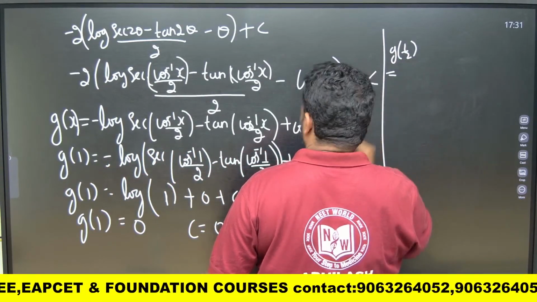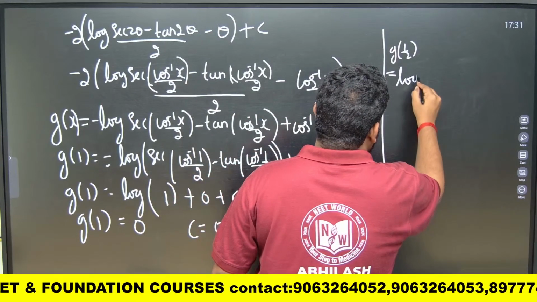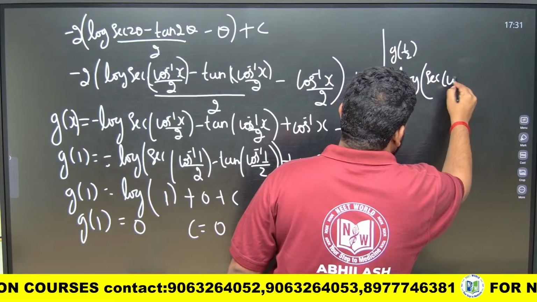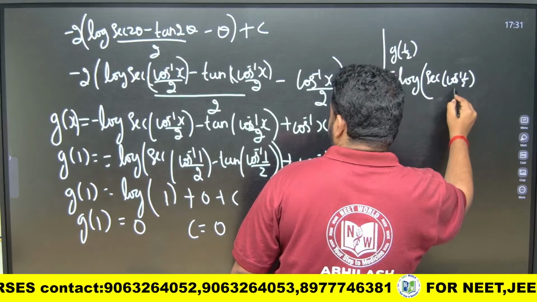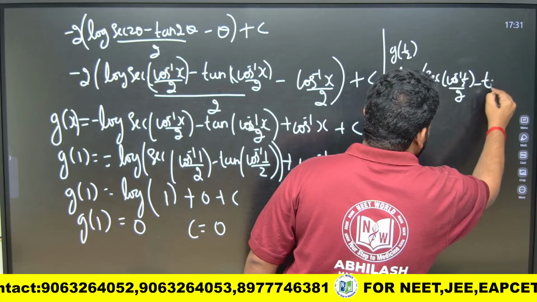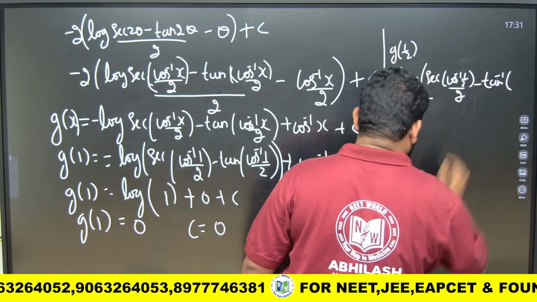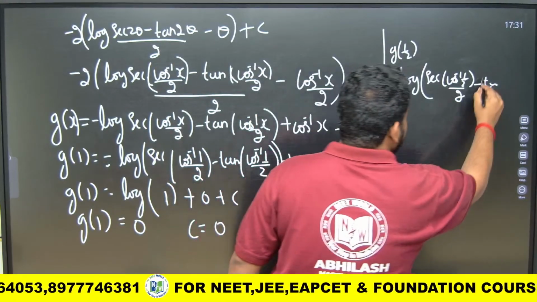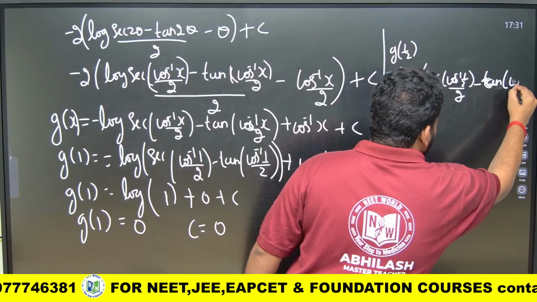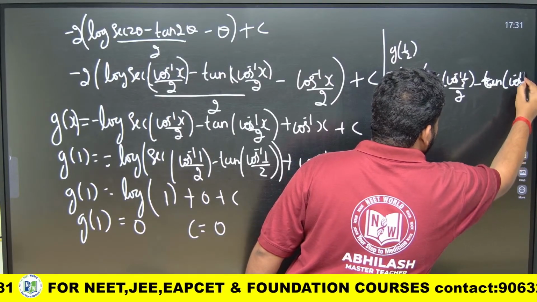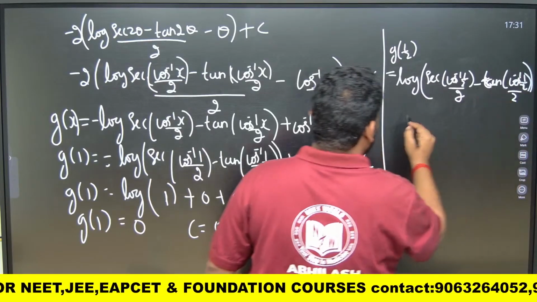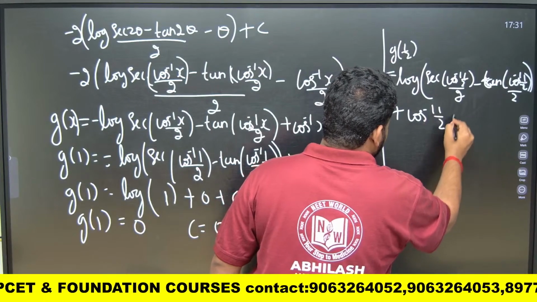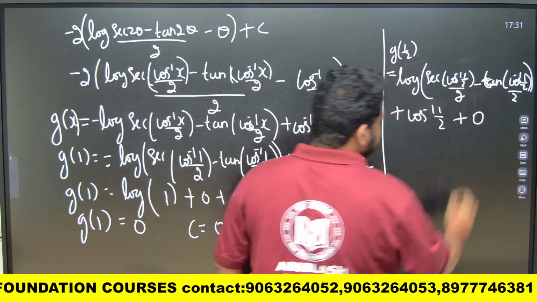You can see here g of 1 by 2 is nothing but equal to log of secant of cos inverse of 1 by 2, divided by 2, minus tan of cos inverse of 1 by 2 divided by 2, close the log, plus cos inverse of 1 by 2 plus c. Plus c is not required because the constant we got is 0.